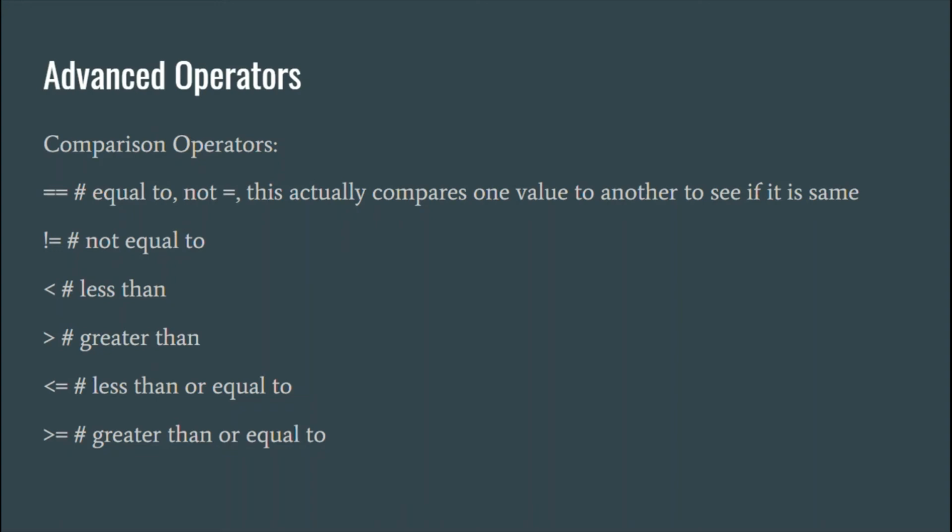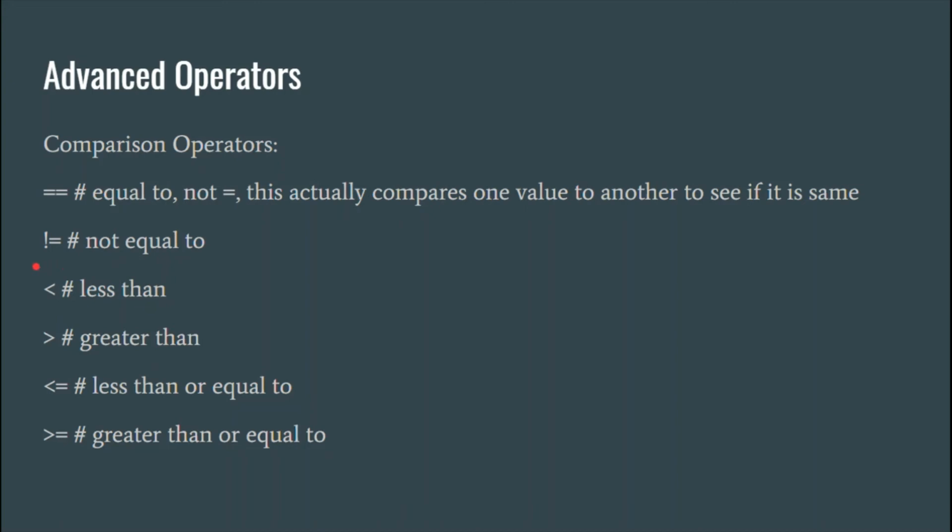The one equal sign actually assigns a variable to a value. That's the one equal sign. The next comparison operator is the not equal to, which is an exclamation mark and an equal sign. This checks if a number is not equal to another number.